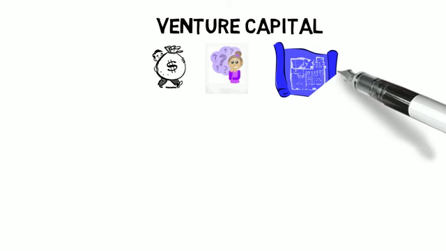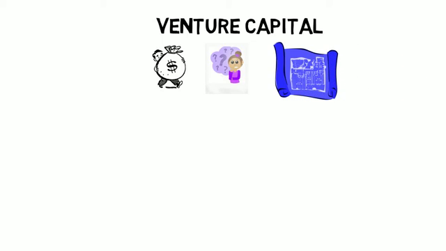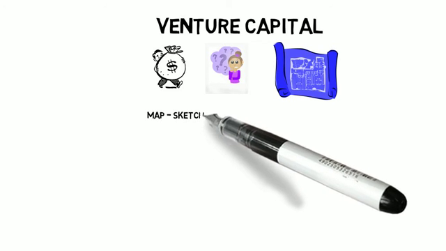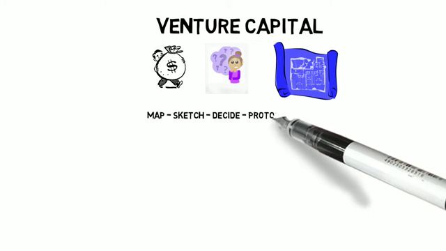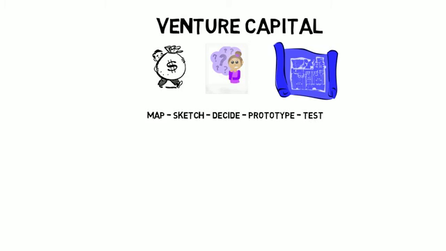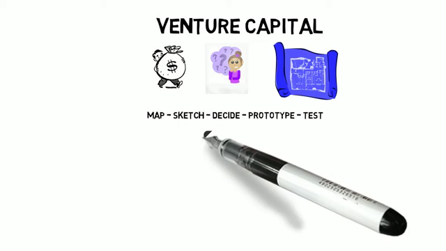It's actually used internally at Google as well, within Google X, and a lot of the different teams within Google, with Gmail, use that as well. The idea is basically we do 1 week of mapping, sketching things out, deciding which concept to use, prototyping it, and then testing it. And so that is the concept behind the design sprint.